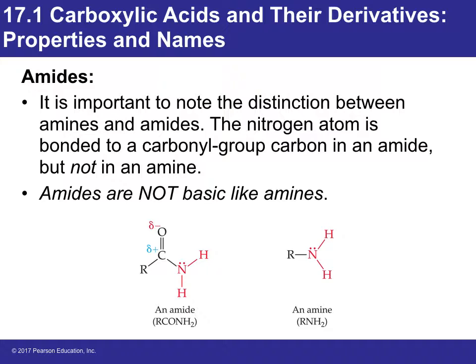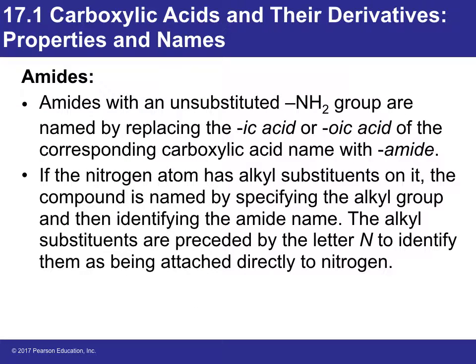Just make sure you pay attention to the distinction between amines and amides. The nitrogen atom is bonded to a carbonyl group in the amide, not in the amine. Amides are not as basic as amines. So here, amides that have an unsubstituted NH2 group are named by replacing -IC of the acid by -OIC acid of the corresponding carboxylic acid, and we name them with -amide.